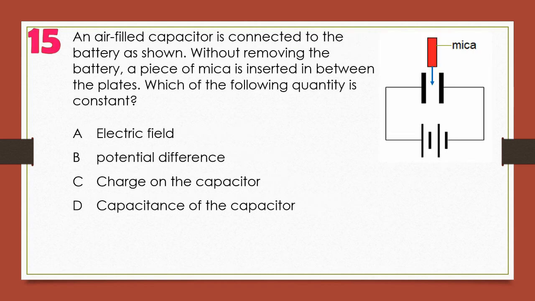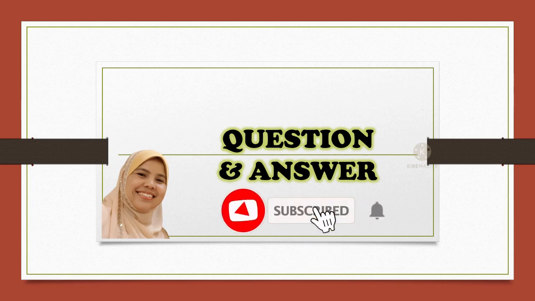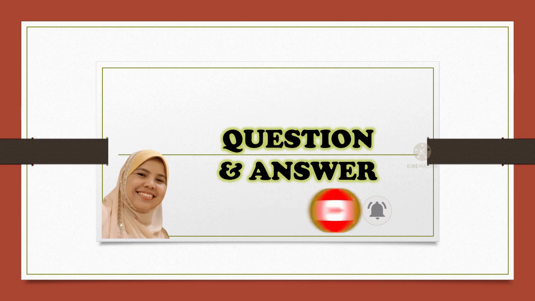And last question. An air-filled capacitor is connected to the battery as shown in the diagram. Without removing the battery, a piece of mica is inserted in between the plates. Which of the following quantity is constant? Okay, that's all for the questions. Can you get the correct answer? Can you choose the best answer? Okay, now are you ready to check your answer?